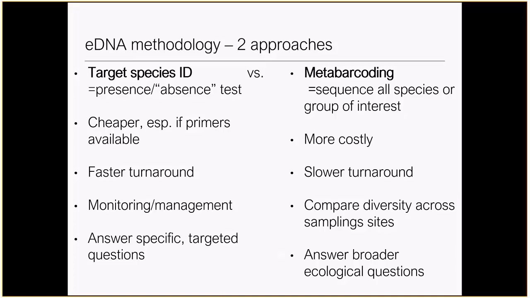Versus a metabarcoding approach, where we would sequence all of the species in an eDNA sample or a group of interest, so maybe all of the fish species in that sample. As you can imagine, if we're sequencing everything, then that's going to be a lot more costly. That's going to take a lot more time. Not so good if this is a time-sensitive monitoring or management project. But you can answer a lot broader ecological questions, and you can compare diversity across sampling sites, for example, and look at just a very different set of questions.